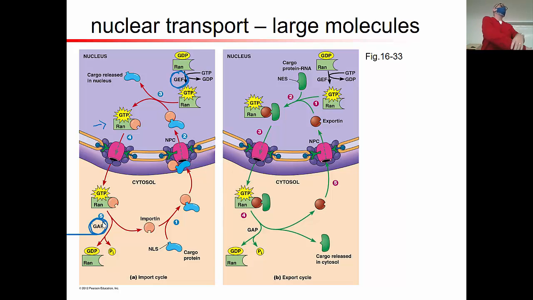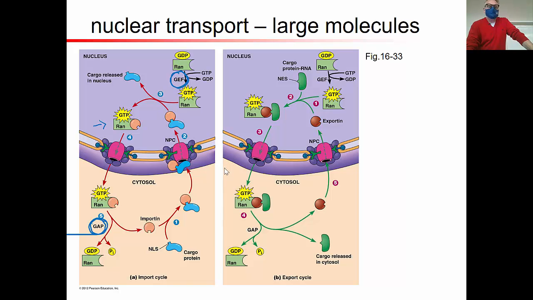Now we can see the importance of our little monomeric GTPase. This RAN will be bound to GDP in the cytosol, and that informs the system that RAN is in the cytosol. In contrast, when RAN is bound to GTP, it informs the system that it's inside the nucleus. All right? So now we have a way of determining which compartment we're in. And now we just have to work through the nuts and bolts of the actual system.